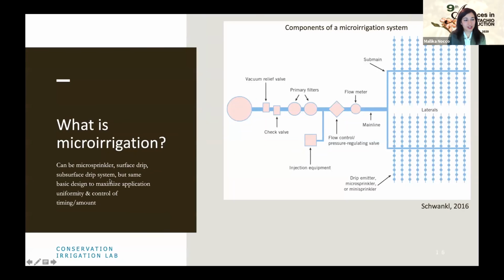Once again, just starting with the definition, what do we mean by micro irrigation? You hear micro irrigation quite a bit. In terms of the actual equipment, you can have a micro irrigation strategy that's based on micro sprinklers, surface drip, or subsurface drip systems. But it's really the idea and the strategy where the basic design is such that you maximize the application uniformity and you maximize the control that you have over the system, in terms of both the timing of water applied and also the amount of water applied.